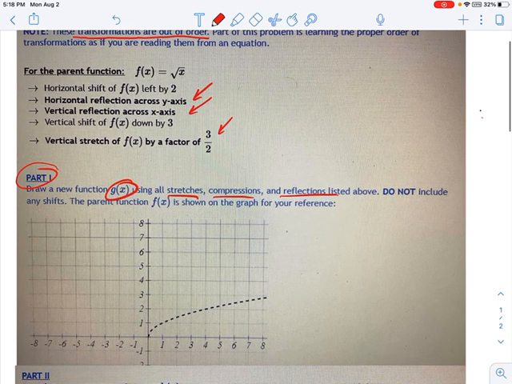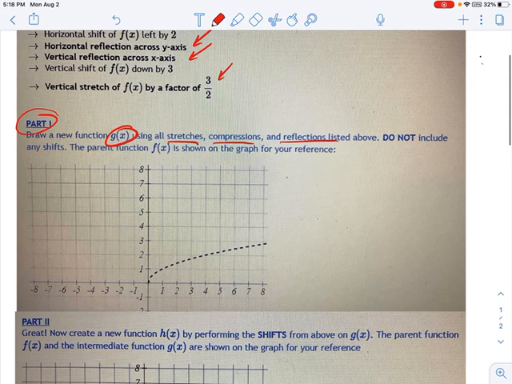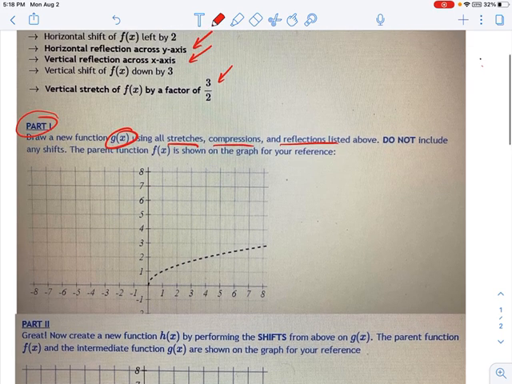We've got a vertical stretch by a factor of 3/2, vertical reflection across, oh, come on. Okay, so it's imagination time, folks. I cut off the bottom of my grid. Here's what you're going to do in your full grid. So this is a vertical reflection, right? That means we're going to flip this thing over, something like that.